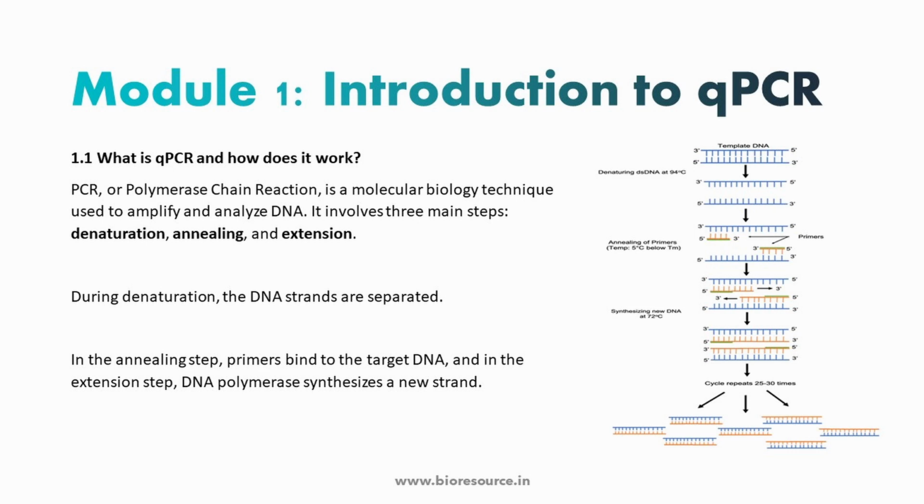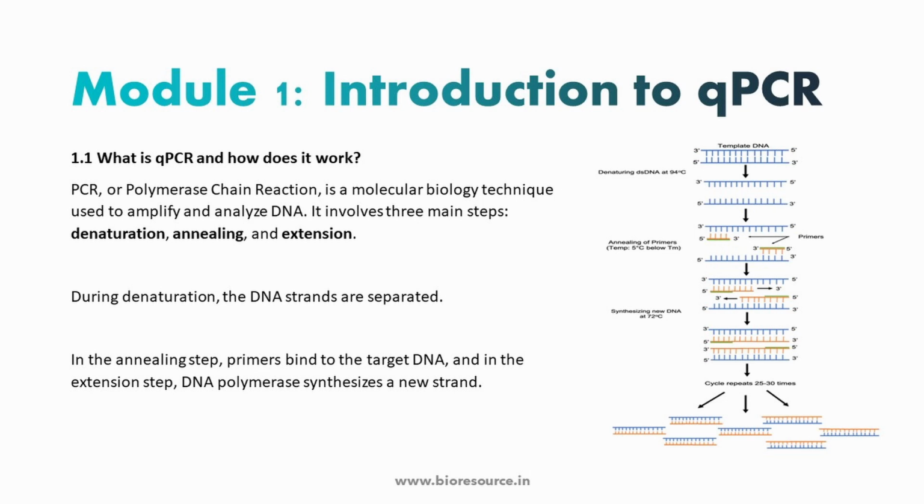So what is qPCR, or in fact what is PCR? PCR is polymerase chain reaction. It's a molecular biology technique used to amplify and analyze DNA, and it involves 3 major steps, that is denaturation, annealing, and extension. So the 3 phases of the PCR cycle are denaturation, annealing, and extension.